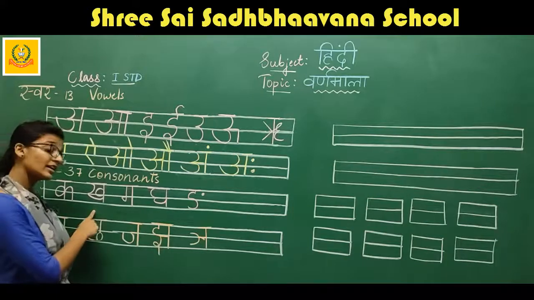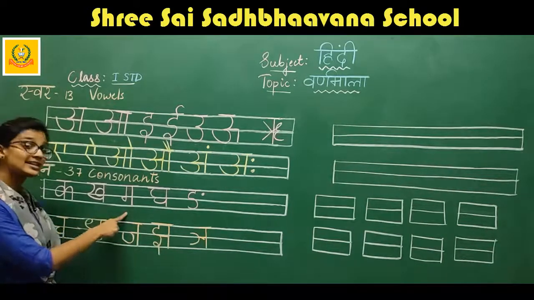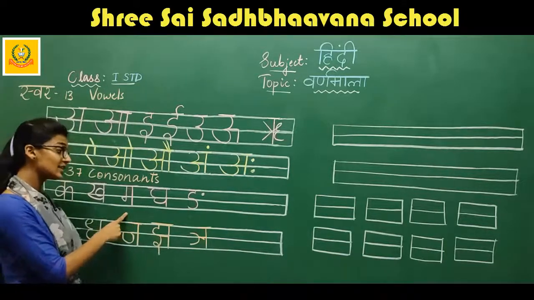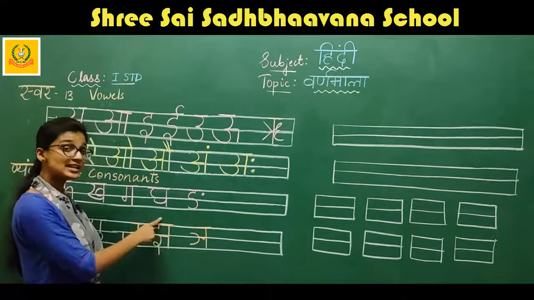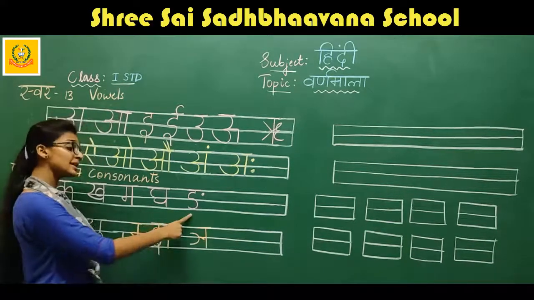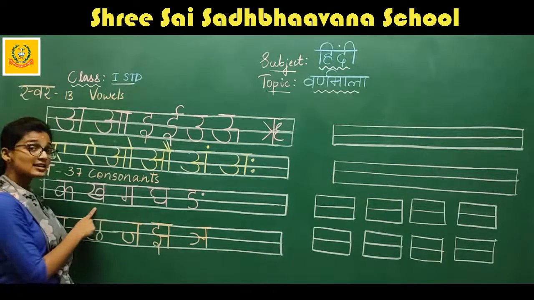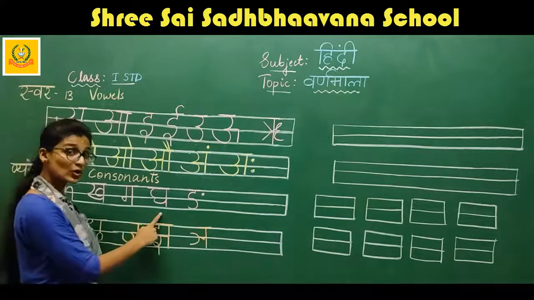Kh says Khargosh. Gh says Gajar. Gh says Ghoda. Nya. K says Kalika. Kh says Khargosh. Gh says Gajar. Gh says Ghoda.